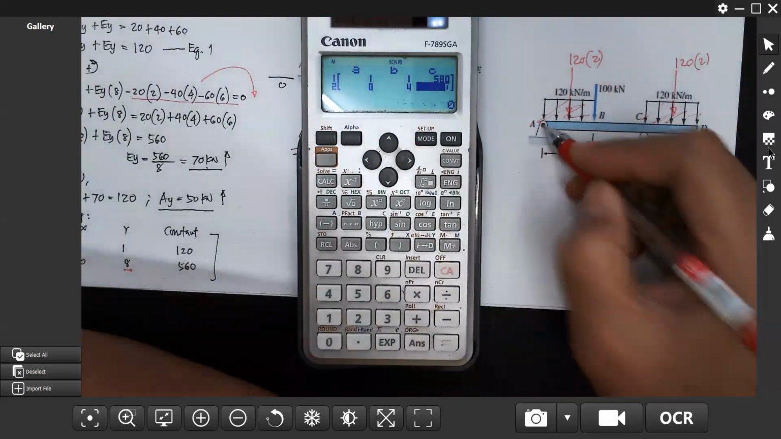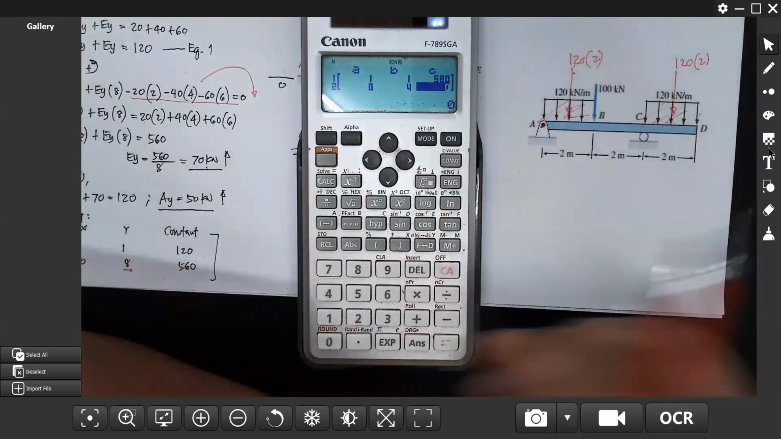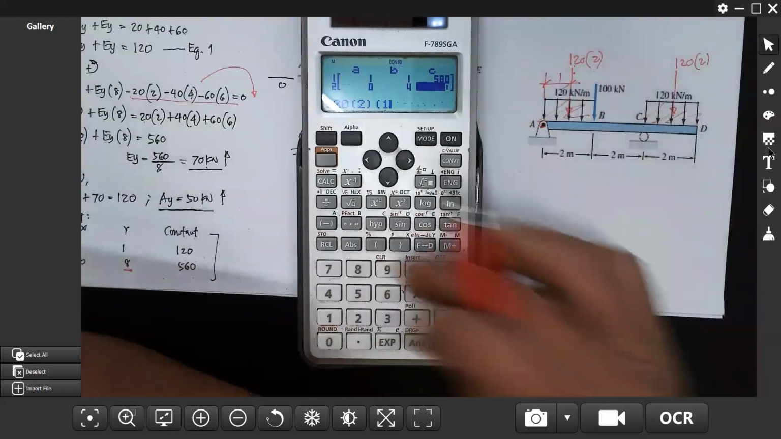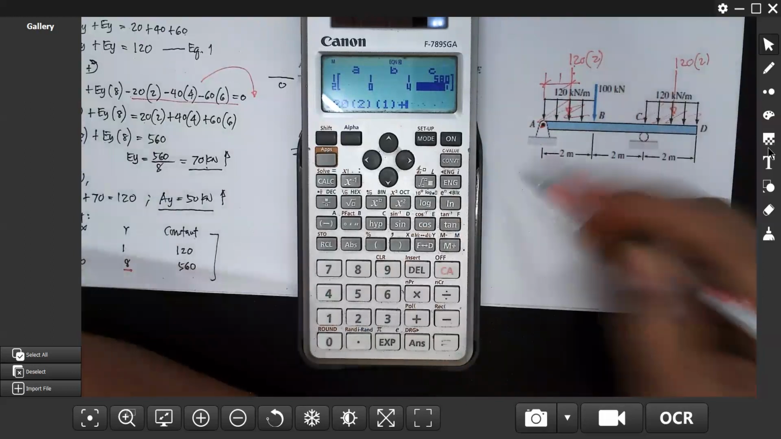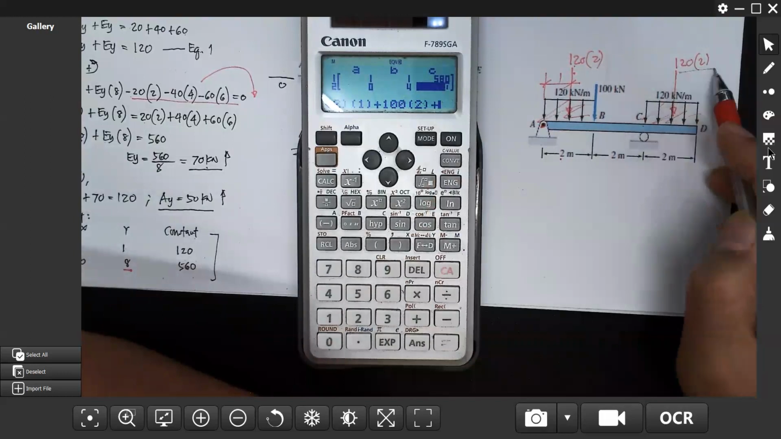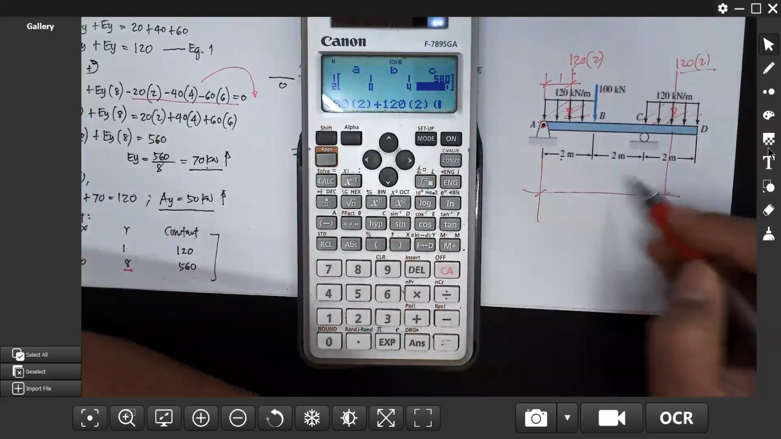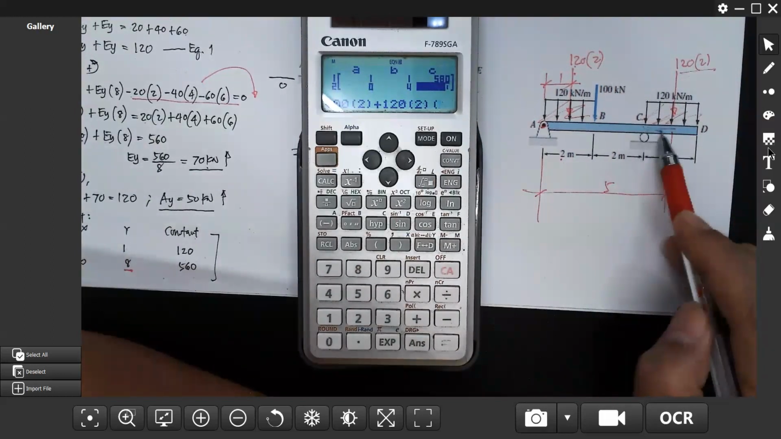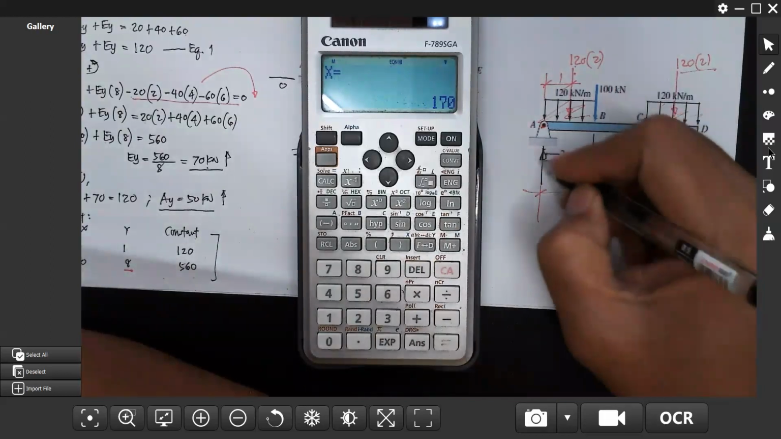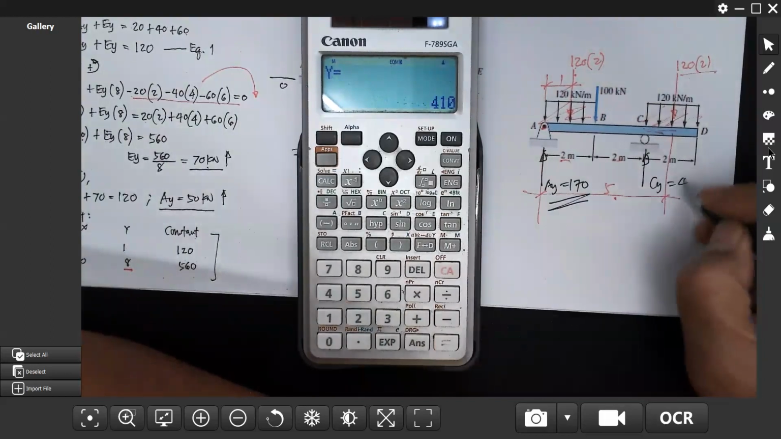Okay, moment. Sa left support man, no? So, we start with 120. The moment of 120 times 2 is clockwise. So, that's positive. So, 120 times 2, the distance is 1. Plus, the moment of 100 is clockwise man, so positive. The distance of 100 to A is 2. And then last this one, 120 times 2. The distance of 120 to A is 5. Okay, 1 mani. 1 plus 2 plus 2, you have 5. Equals. And our AX, AY, is 170 and CY is 410.